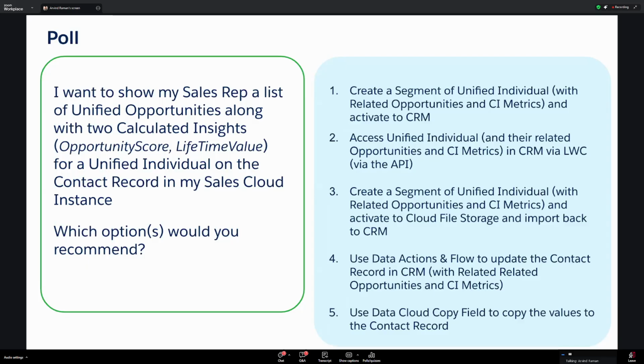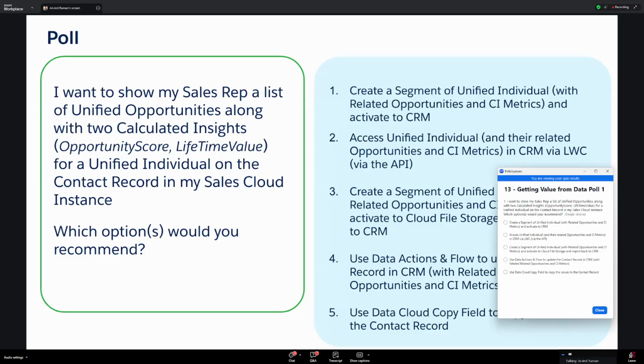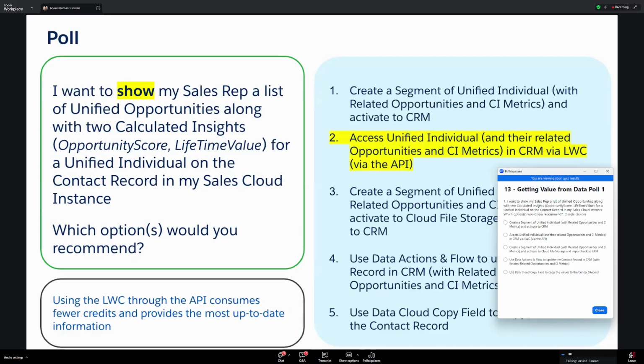All right, I am going to end the poll. As I said, most of these are plausible options, apart from one. I'm going to share the results. So let's talk through this. Option number one is the invalid option, because there is no way to create a segment and actually activate it that way. So we can rule that out. Let's table option number two for now, which is the right one. But let's talk about the others and why they would not be.